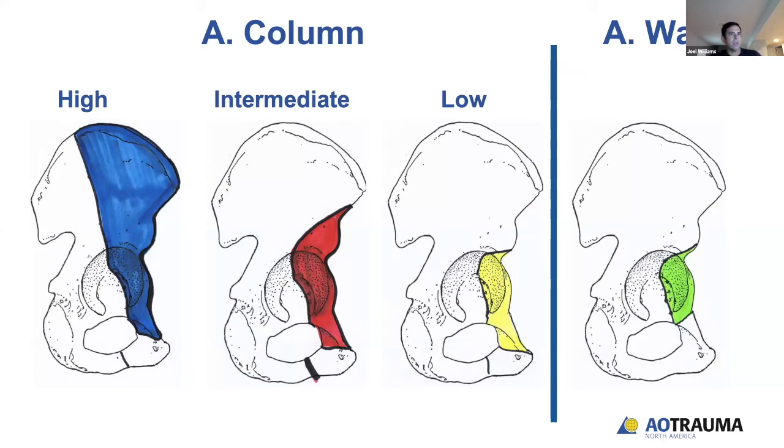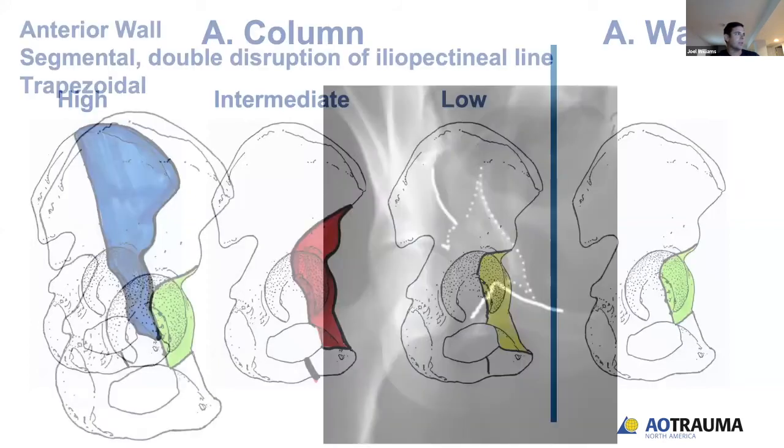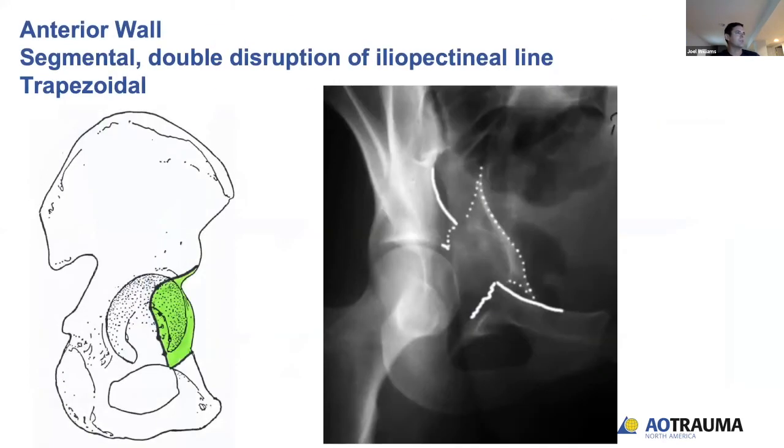But the anterior wall is distinct from the anterior column in that there's a double disruption or a segmental fracture of the pelvic brim. And on the radiograph, as we'll see in a moment, it'll be a disruption in two places of the iliopectineal line. So here it is. This is a classic view, somewhere between an AP and an obturator oblique view. And you can see this fracture fragment outlined with the dotted line. That's a classic look for an anterior wall fracture.